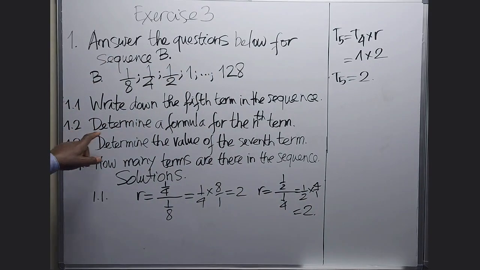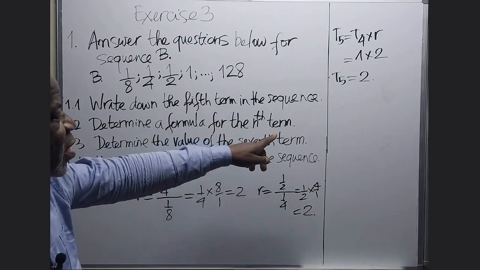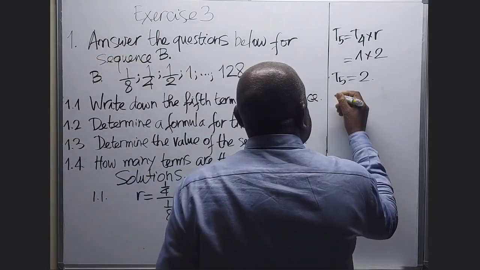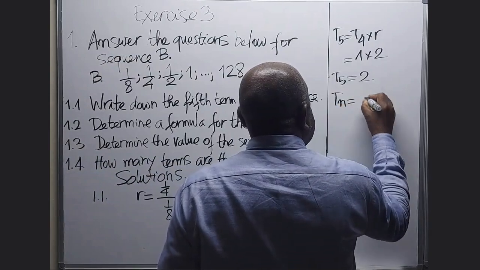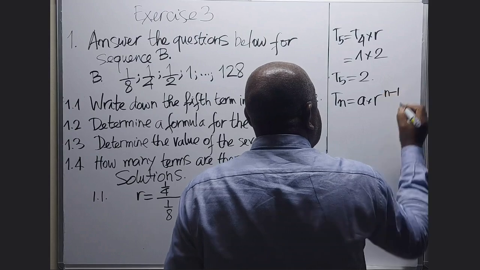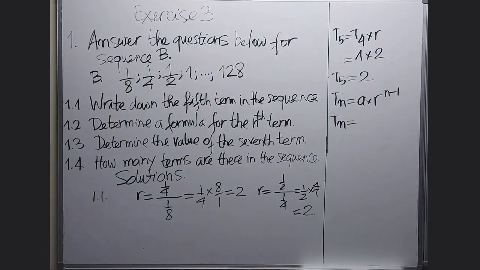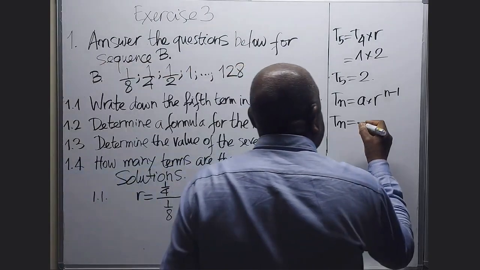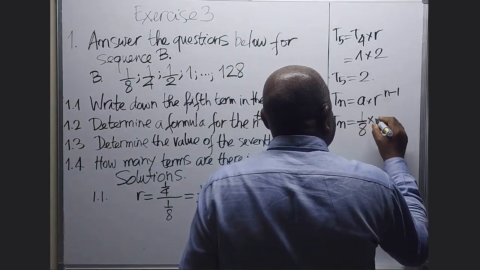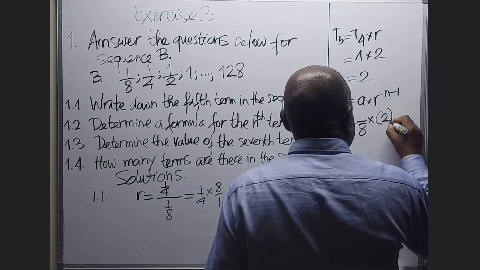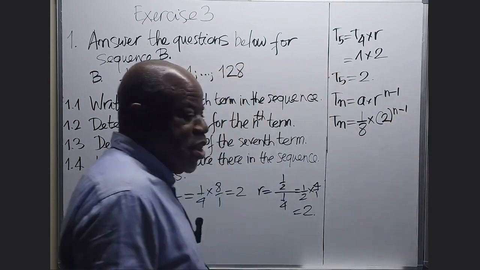Question 1.2, determine the formula for the nth term. If we want the formula for the nth term, Tn will be equal to A times R to the power of n minus 1. Tn will be equal to, our first term is 1 over 8. So we'll be writing 1 over 8 times our common ratio is 2, so it's going to be 2 to the power of n minus 1.